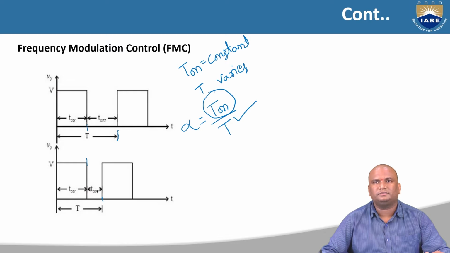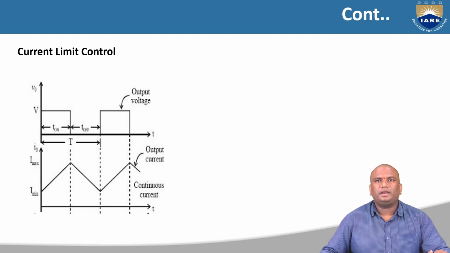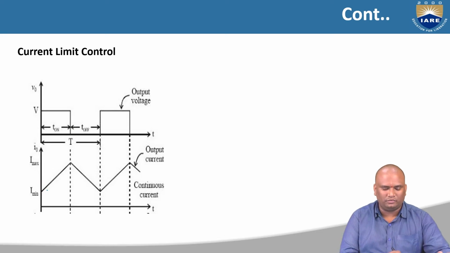Now we'll move on to the second classification of control strategy of the chopper, that is current limit control. In the current limit control, we take the output current into consideration in the switching sequence of the chopper. Once the output current reaches the minimum value, we switch on the chopper, and when the chopper is switched on, the output current increases.